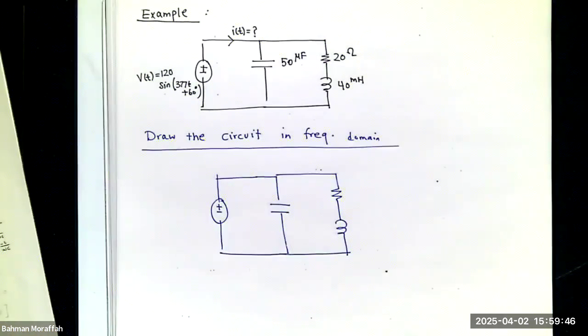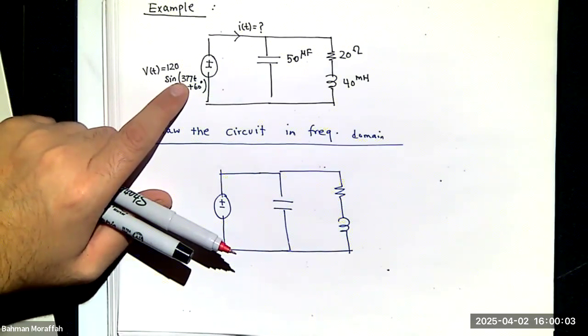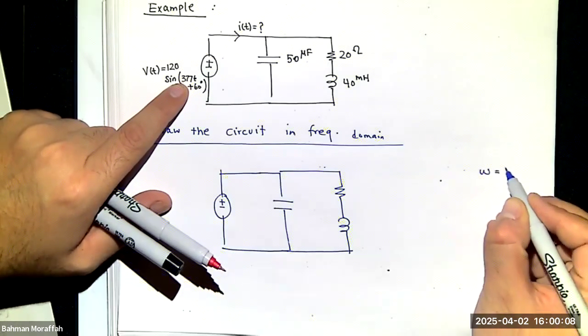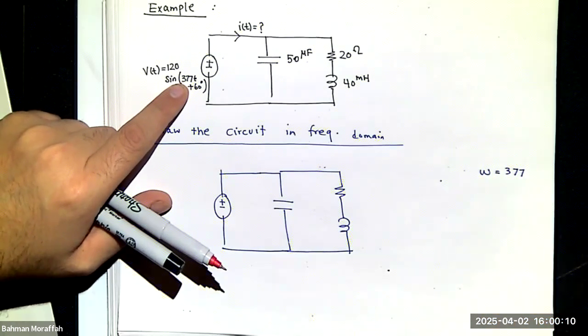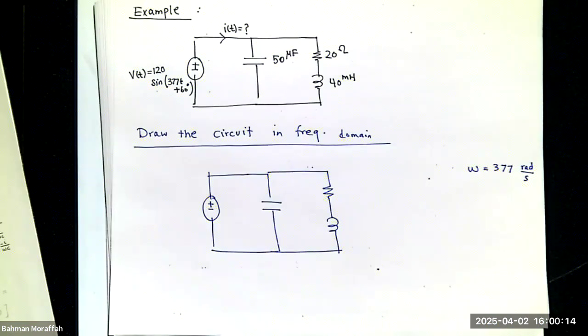Now I got to determine what these values are. First of all, what is my omega? Omega is 377, right? The source over here dictates what frequency I'm working in. Do you agree that omega over here is 377? So that's radian per second.